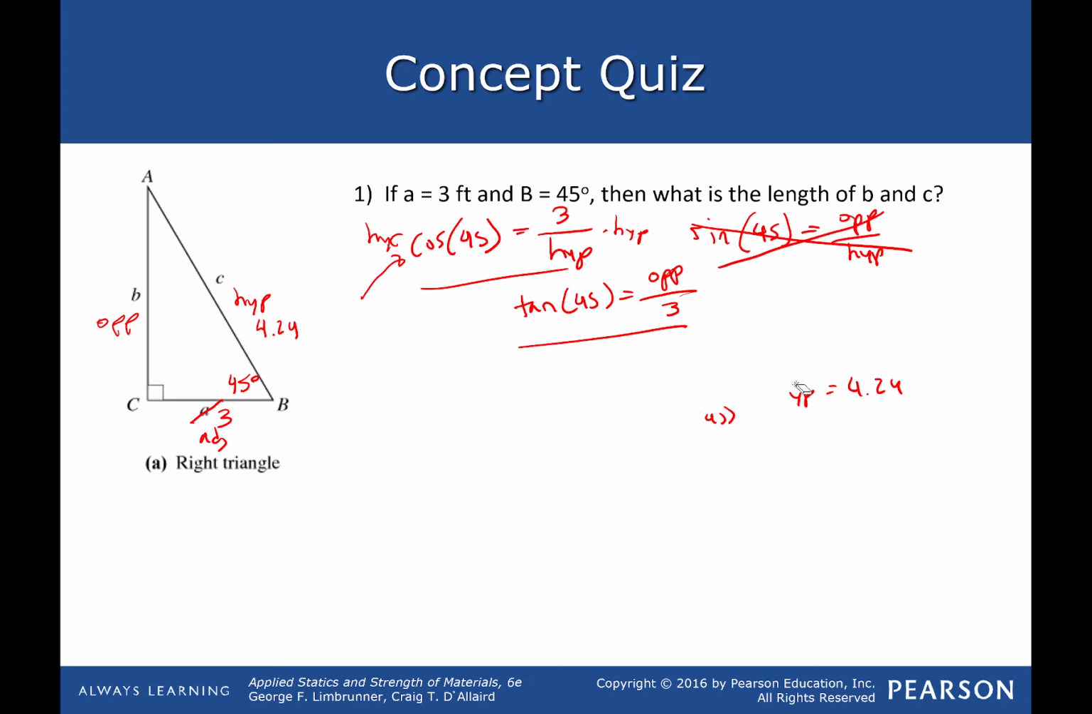So tan of 45 is equal to opposite over 3. I'm going to multiply both sides by 3. That cancels on that side. And so I get the opposite is equal to 3 tan of 45. I'm going to plug in my calculator. 3 times tan of 45 comes out to be, wow, it's exactly 3. Nice. So I've got both of those done. 3, 3, and 4.24. Happy days.